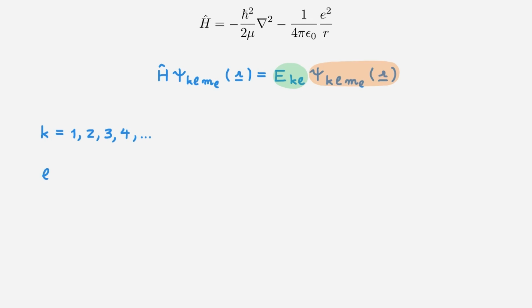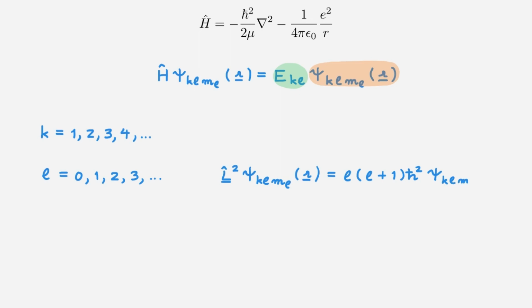The label L also appears in both eigenvalues and eigenstates, and it can take any non-negative integer value. It is associated with the square orbital angular momentum, and the hydrogen atom eigenstates are labelled by L because the operator L squared commutes with the Hamiltonian, and this means that we can choose the energy eigenfunctions to also be eigenfunctions of L squared.